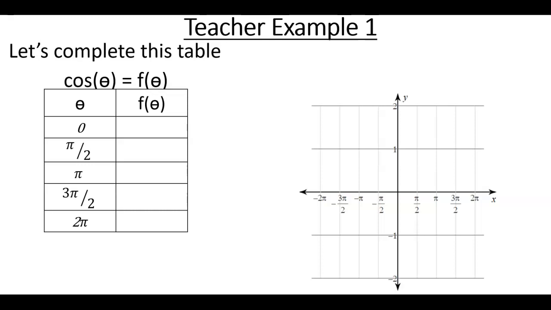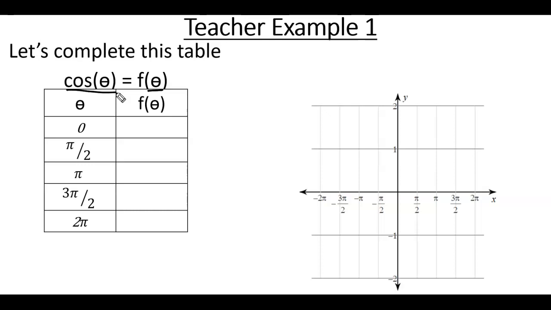So what I'm going to do is create a function. Remember, a function is where you have an input and an output. So for this function, the input is going to be the angle theta, and the output will be what I get if I plug that angle into cosine. So I'm going to call this a cosine function. The input is the angle, the output is what I get after I plug that angle into cosine.